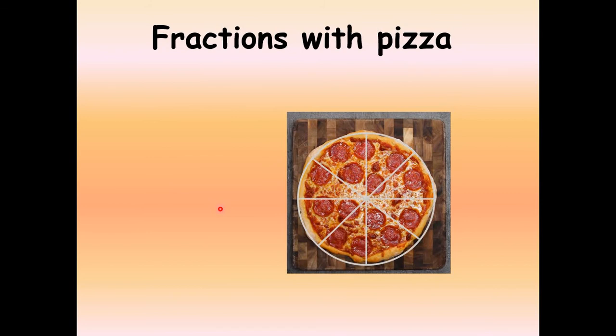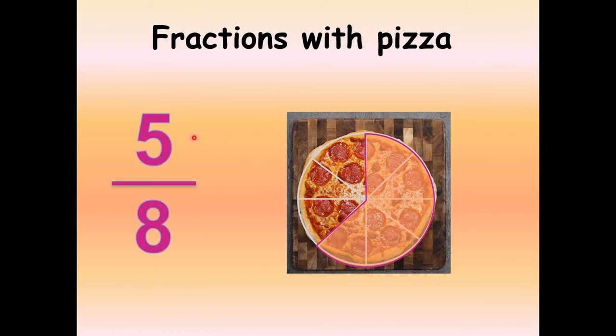Here we've got a pizza and we've cut it into 1, 2, 3, 4, 5, 6, 7, 8 slices. And we've eaten this many. So 8 is going to be the number on the bottom of the fraction, and we've eaten 1, 2, 3, 4, 5. We have eaten 5 out of the 8 slices of pizza.